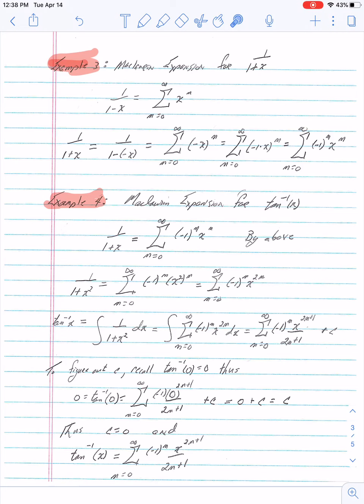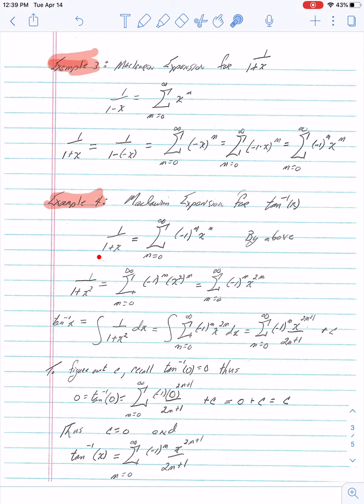And then, you know what I'm going to do? I'm going to integrate it. Yes, I can do calculus on Maclaurin expansions, and it works. As long as the expansion is, in particular, absolutely convergent, which it will be in certain areas, all right? All right, so how do I get 1 over 1 plus x squared?